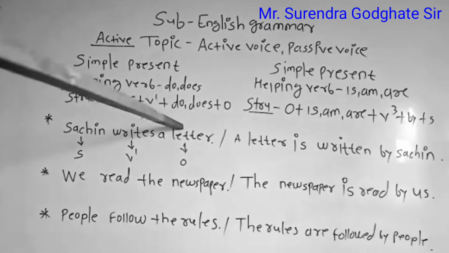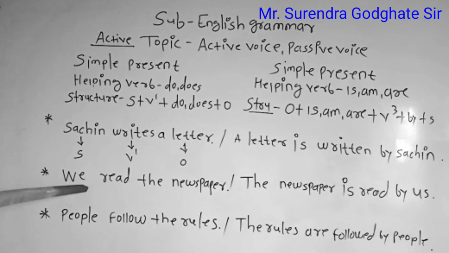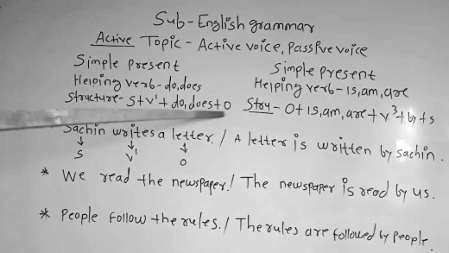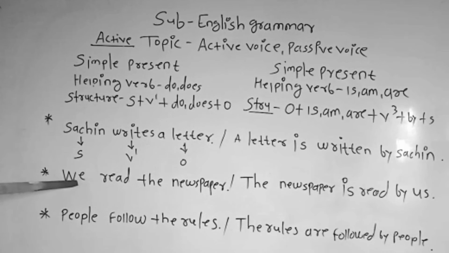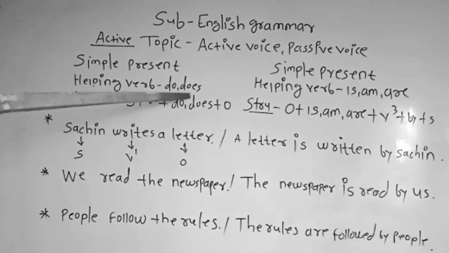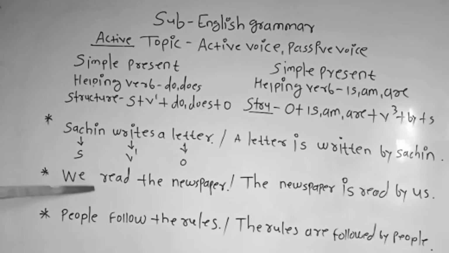Then the next sentence you can see: we read the newspaper. Here we is the subject according to this structure. Then read is the V1, then the object newspaper, isn't it? You know, we is plural, therefore we have to apply do, but here we don't need to apply do. We have to apply do instead of we.